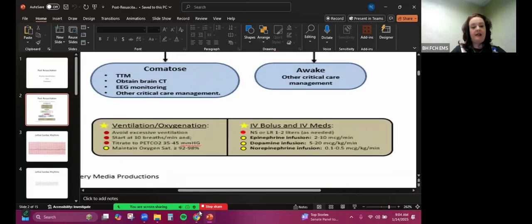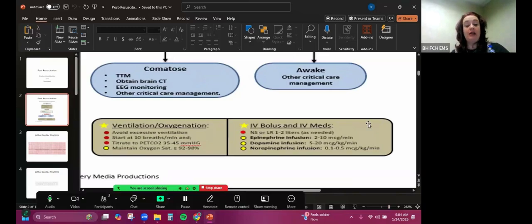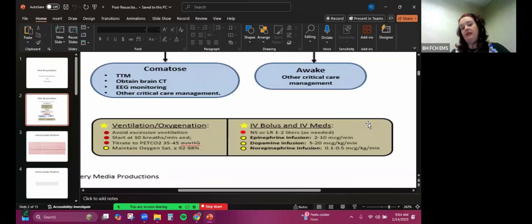All right, so avoid excessive ventilation. Start at 10 breaths, which scares me because less than 8, when they're already intubated, just doesn't seem viable. I mean, 12 to 20. Titrate your PETCO2. Maintain your oxygen at 92 to 98. Normal saline or LR 1 to 2 liters. I don't know if I necessarily agree with that. So again, with the permissive hypotension. Epi infusion, we didn't mention that. Dopamine and your norepi, which we don't necessarily.